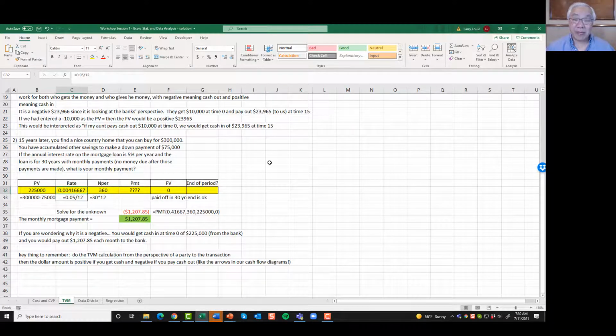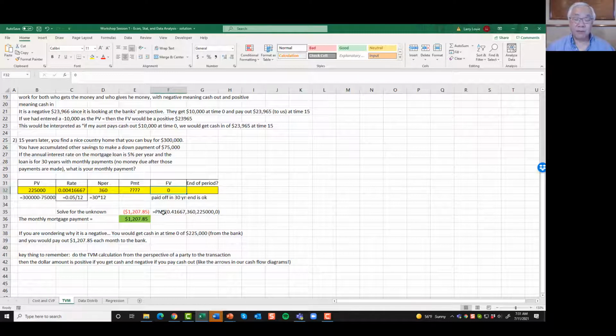The rate, now we have to be careful because the rate as given is 5%. However, it's 5% per year, and we're wanting to compute the monthly payment. So we need to convert the rate from an annual rate to monthly rate, which is simply taking the annual rate of 5% divided by 12. The number of periods is the number of years, 30, times the months per year, 12, to get 360. The payment is our unknown. The future value is 0 because at the end of the 30 years, we're going to have the entire house paid off. So we end up with a 0 value at the very end.